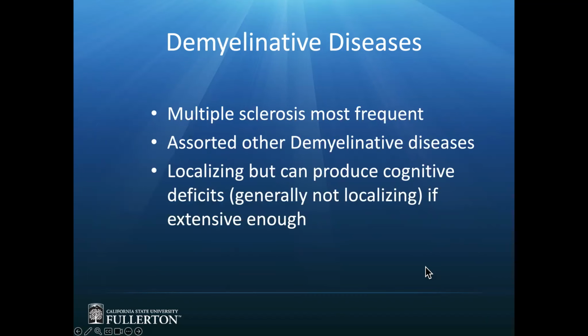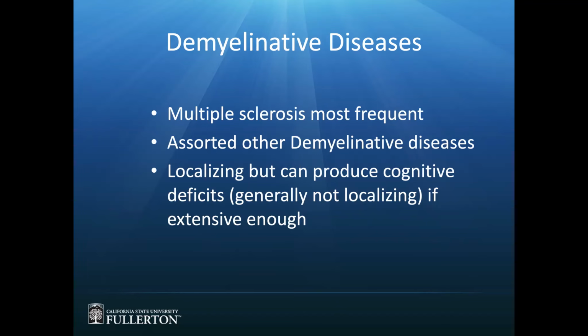And then we get to multiple sclerosis, basically. The reason it's titled demyelinating diseases is multiple sclerosis is not the only one, but it is by far the most common one. And it can produce localizing signs for sure. You can one day have a weak upper extremity, and then it kind of gets better. So there's this exacerbation and remission effect with multiple sclerosis.